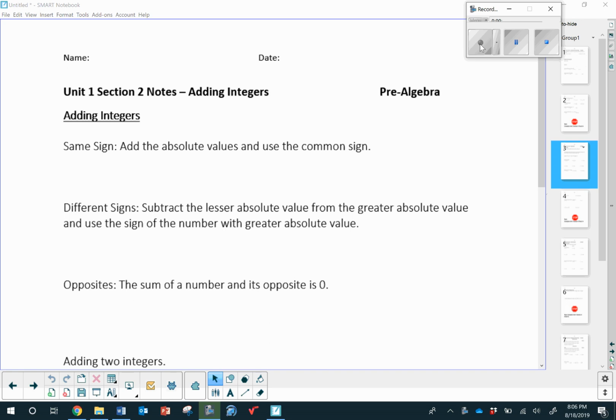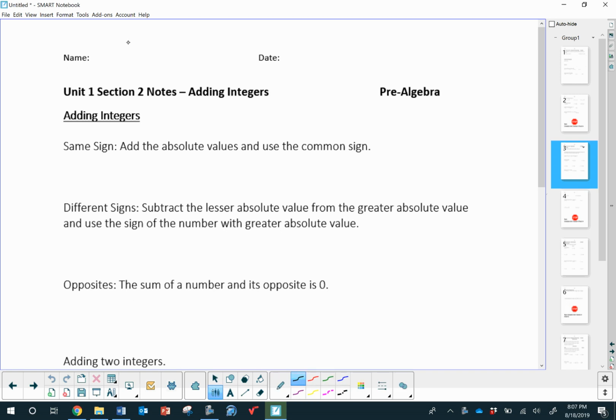All right, we're going to get started with the Unit 1, Section 2 notes. In this section, we're going to talk about adding integers. If you remember from last section, an integer is either a positive or a negative whole number. So if we think about our number line, I'm going to put 0 in the middle. My positive integers are to the right of 0. My negative integers are to the left of 0.